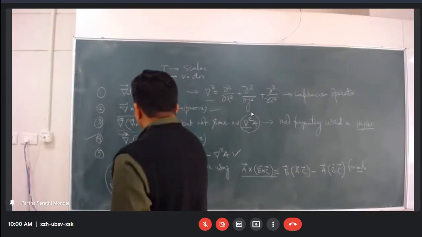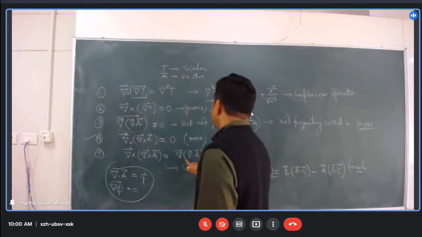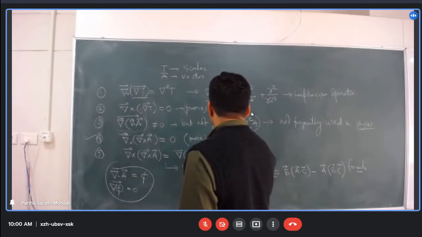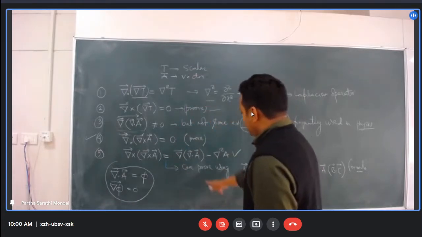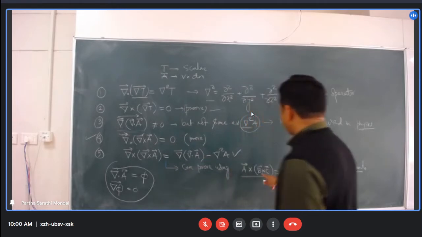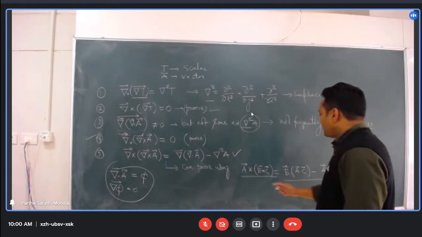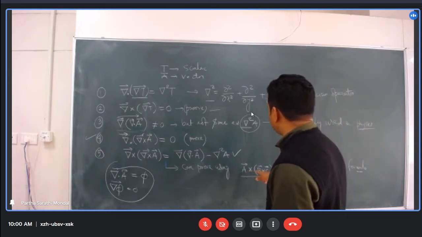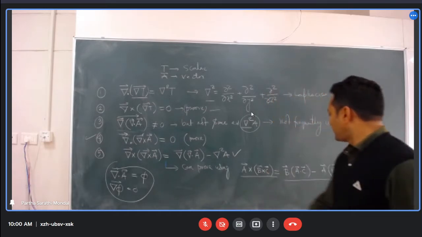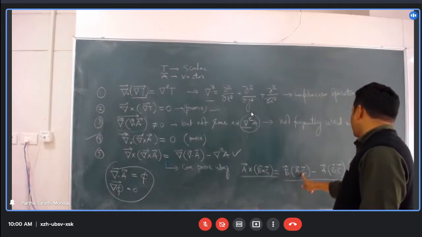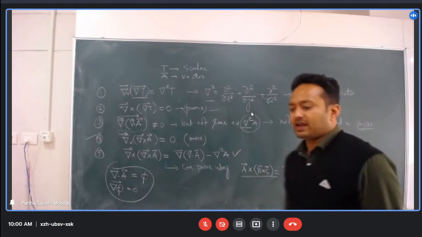Last one, sir. ये del cross del cross A, ये आपको देता है del into divergence of A minus del square A. ओके, सो नाउ यू कैन प्रूव दिस रिलेशन बाय यूजिंग वेक्टर ट्रिपल प्रोडक्ट. ये आपका वेक्टर ट्रिपल प्रोडक्ट का फॉर्मूला है. नाउ इफ यू टेक A इक्वल टू del, B इक्वल टू del एंड C इक्वल टू A, you will get this relation. Okay, देखिए del dot A into del A, del square A. ठीक है?